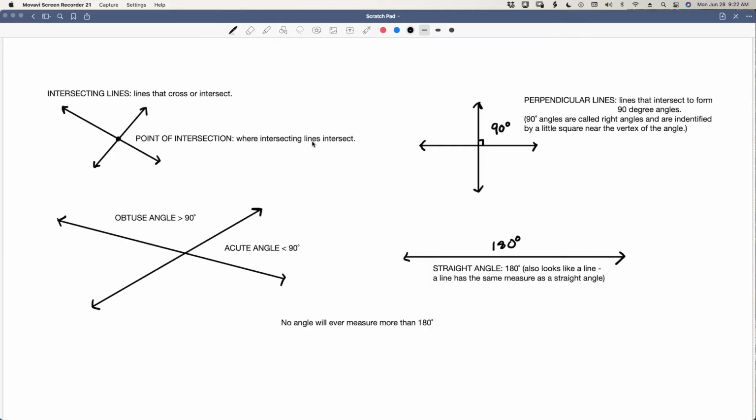Welcome to Saxon Algebra 1. This is Lesson 2. We're going to start talking about a little bit of geometry today. We're going to begin with intersecting lines.